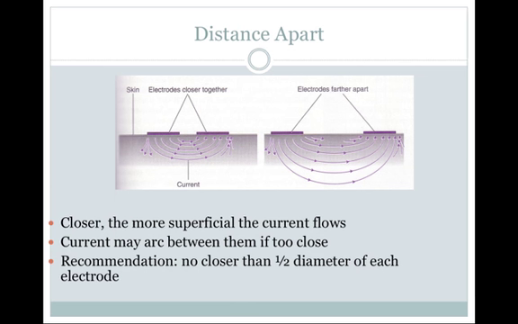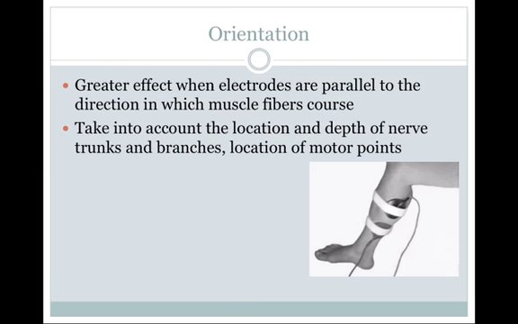So how far to put these things apart? Just keep in mind that the closer they are, the more superficial the current flows, as we see in the diagram right here. And the current may actually arc between them if too close. In other words, if they're touching, the current's going to take the path of least resistance. If they're close and or touching, it's just going to jump from pad to pad, and you're not going to get a whole lot of effect down into the tissues. So a good recommendation is don't place the electrodes any closer than half the diameter of each electrode.